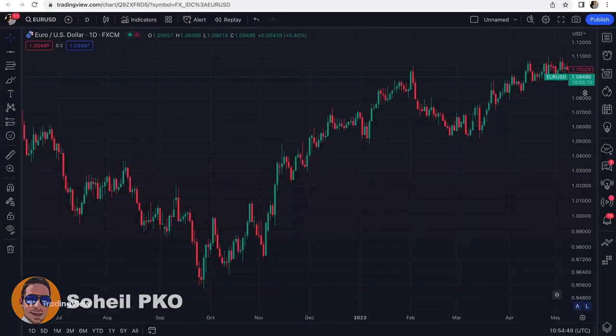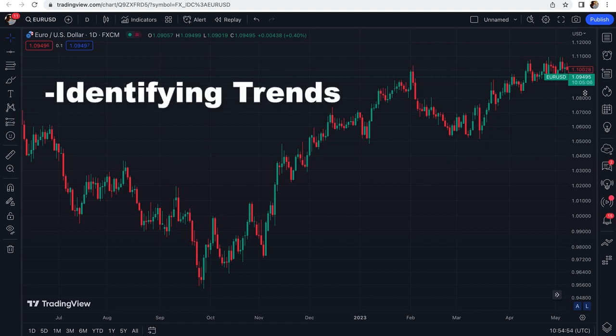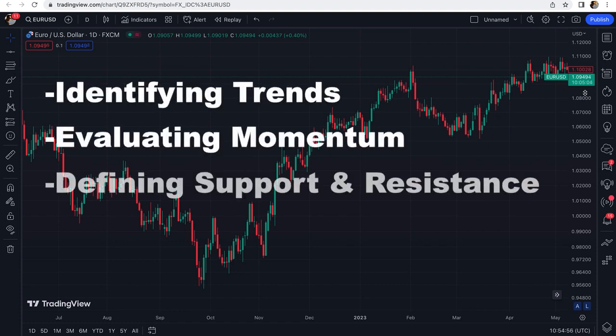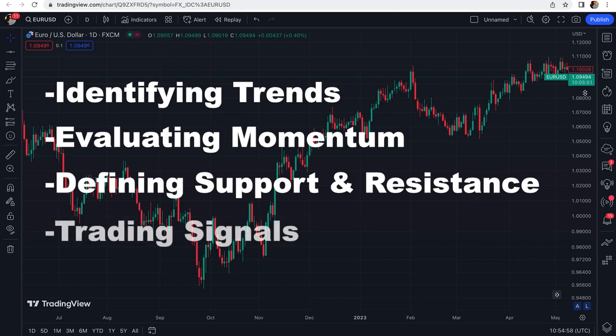Sohail here, and today I want to introduce a multi-purpose indicator that you can use for identifying trends, evaluating momentum, defining support and resistance levels, and also having trading signals for entering in the direction of trends.